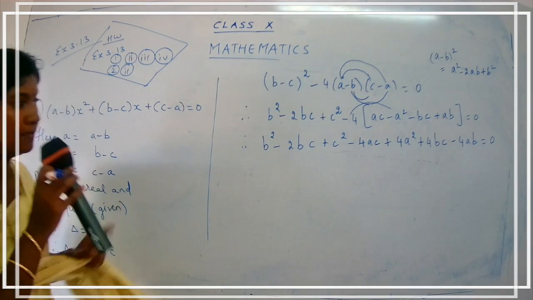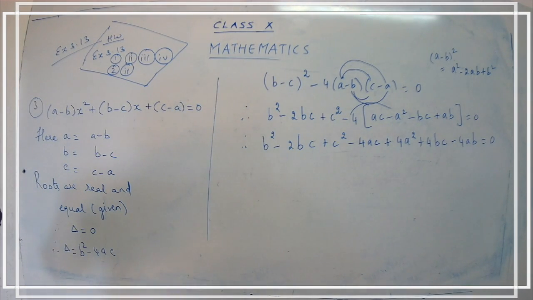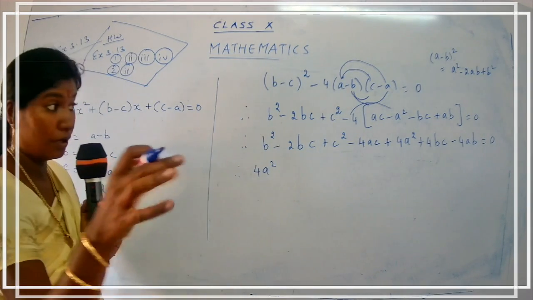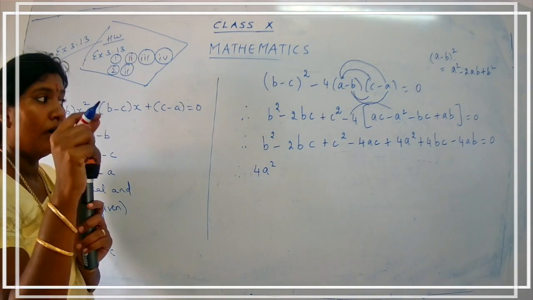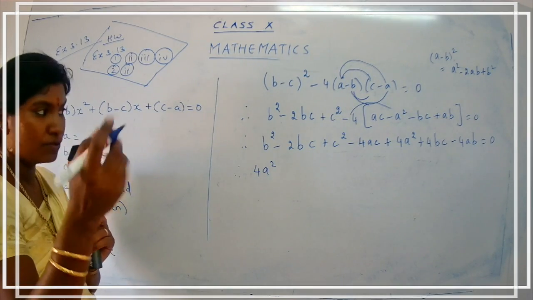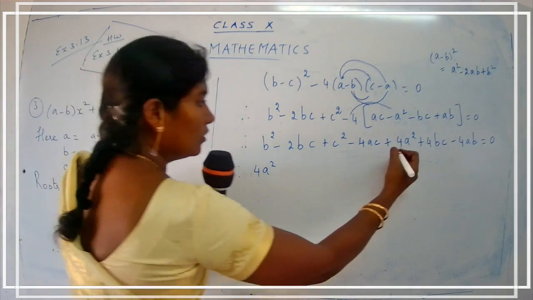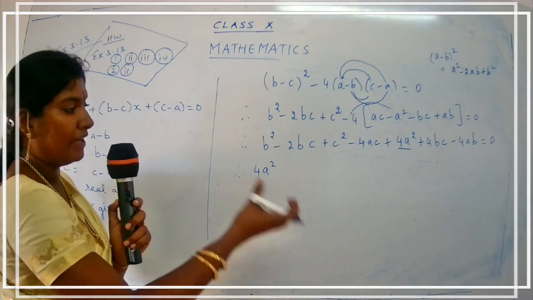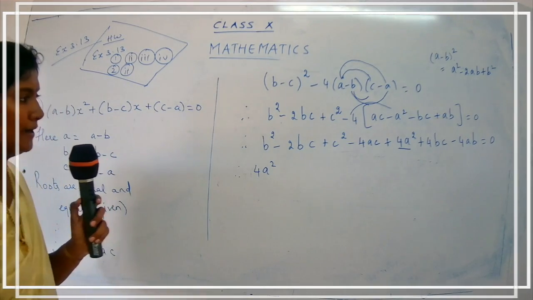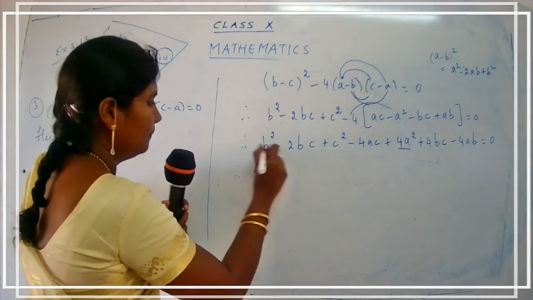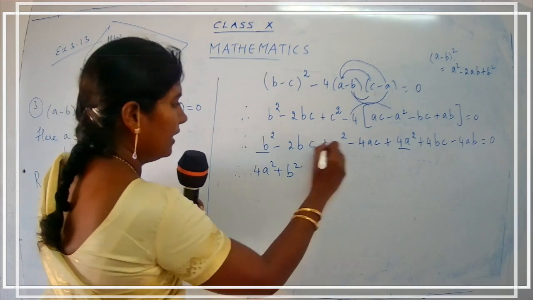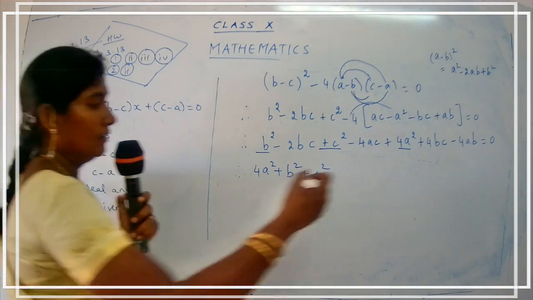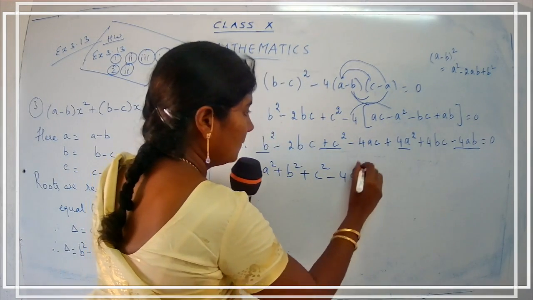A square, take the a square term children. What do you have? Plus 4a square, yes. So take plus 4a square. I get here 4a square. Do not get confused. What you can do is draw a small line so that we will not miss any terms. So I have just drawn the line so that I can consider that I have taken that particular term. B square term, here plus b square, c square, again plus c square, done. A square, b square, c square, ab term, I have taken minus 4ab.